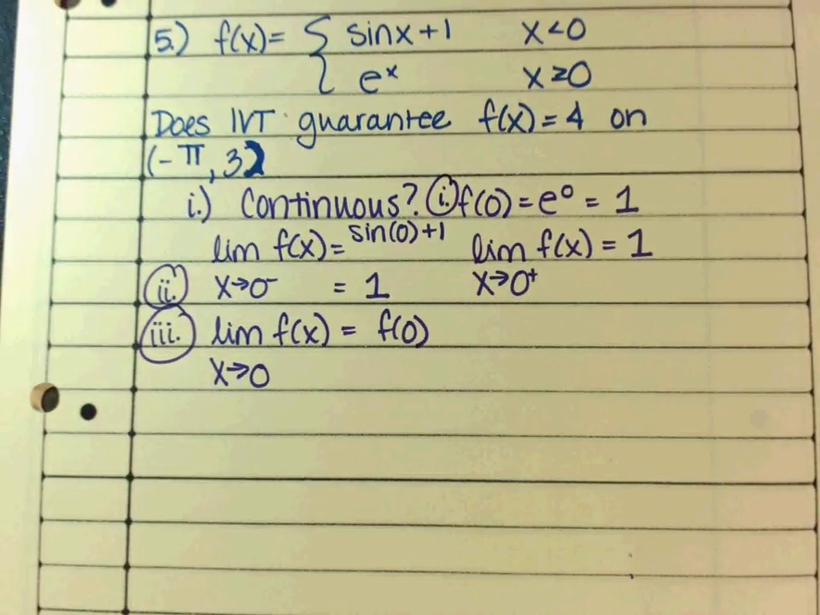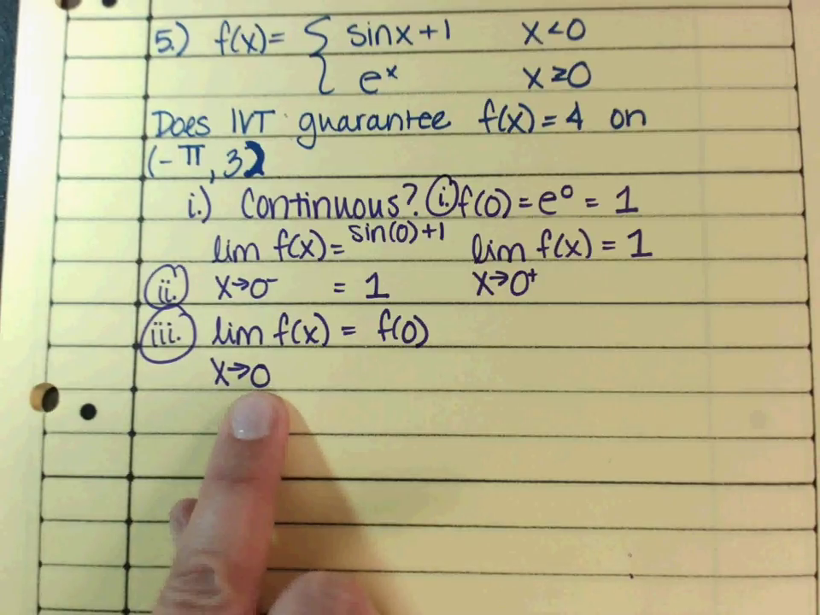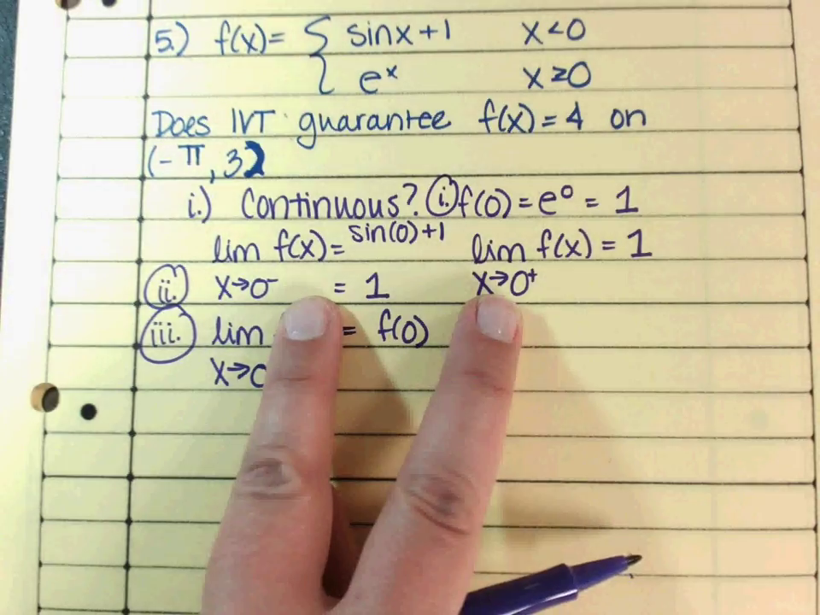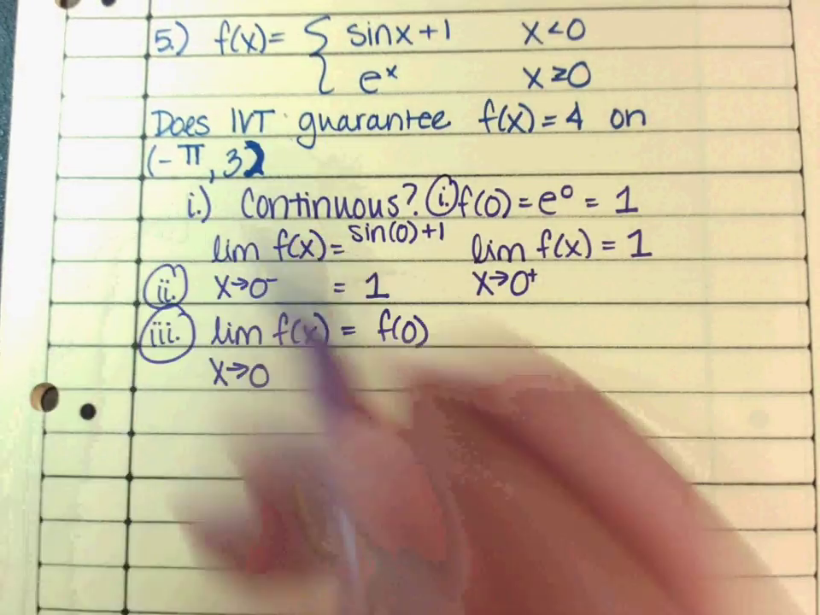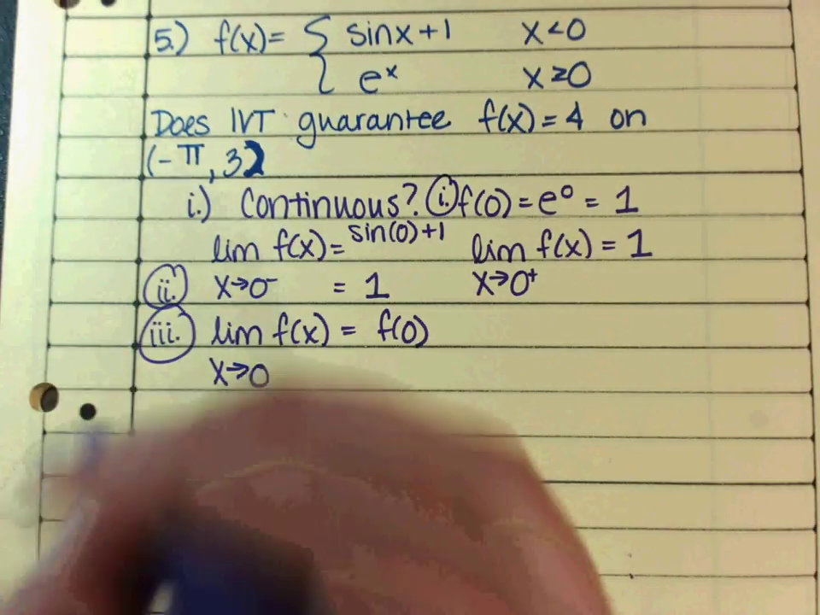Okay, so 1, 2, 3. Step number 1, you check the y value. Step number 2, you check the limits. Step number 3, you make sure that they're the same. Now remember, this 0 down here shouldn't have a plus or a minus on it, because you wouldn't have gotten there if the plus and the minus weren't equal to each other, right? Okay, great. So we did big step 1. Is it continuous? Yes.